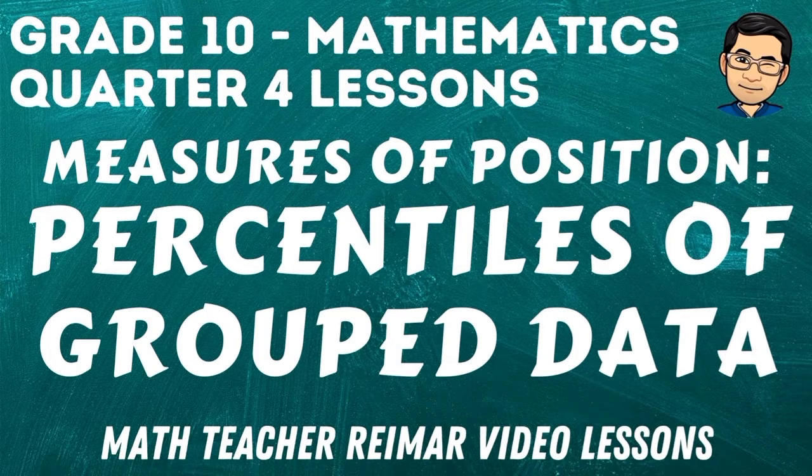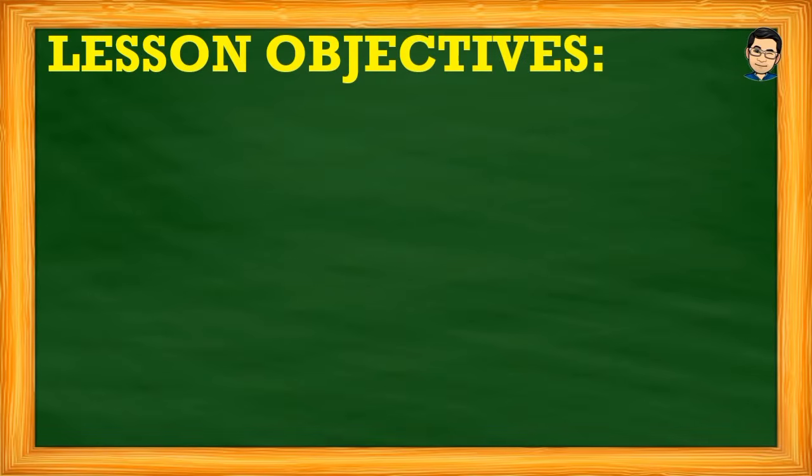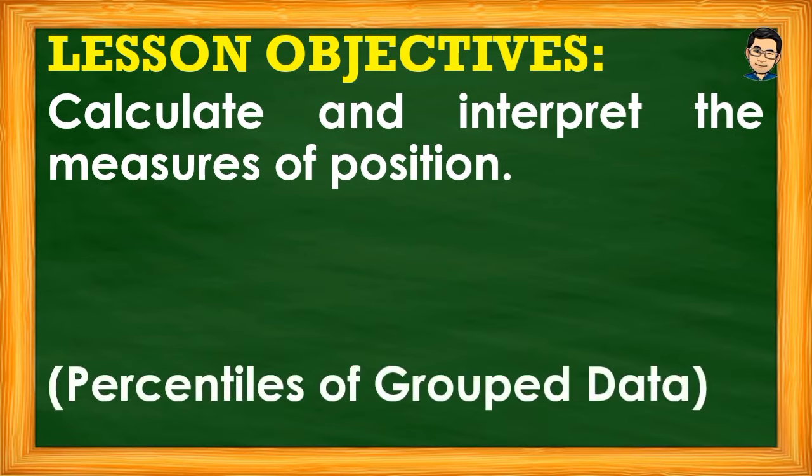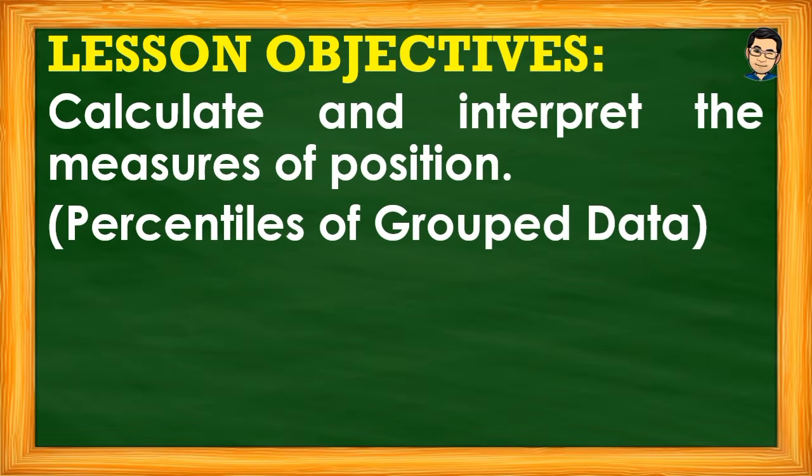So, pagkatapos nating i-discuss yung quartiles of group data at yung deciles of group data, next, and last but not the least na i-discuss natin is percentiles of group data. So let's start. For our lesson objectives, same pa rin naman po. We will calculate and interpret the measures of position using this time percentiles of group data.